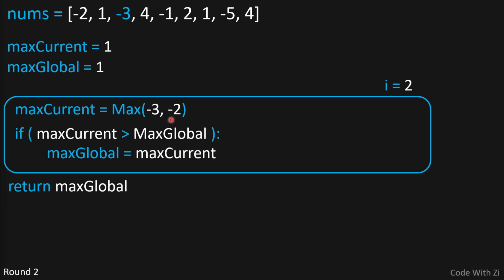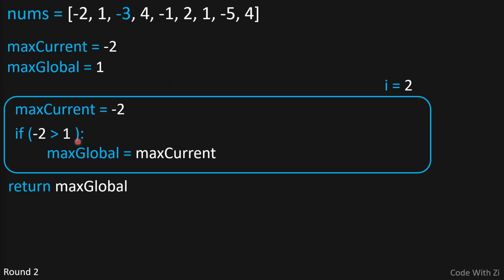So which one of these two numbers are greater? Well, -2 is greater than -3. So max current is going to be -2, as you can see. And then we're going to say, is max current, which is -2, greater than max global? Not really. So because this is going to be false, we're not going to get inside of this if statement, and we're going to enter the next round.